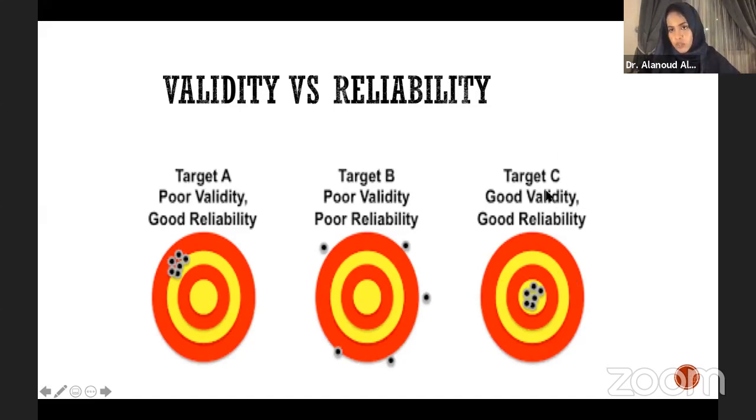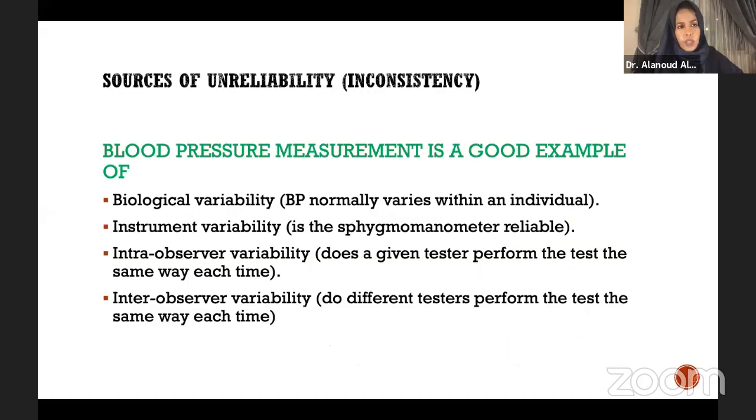On the other hand, you can see target C. This is the best test, where you can see it's reliable, and at the same time, it's valid because it's measuring the center, which is what I want from this test to measure.